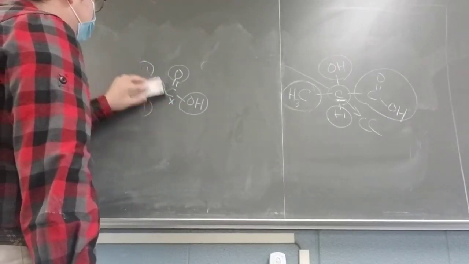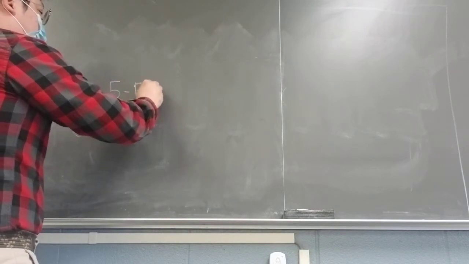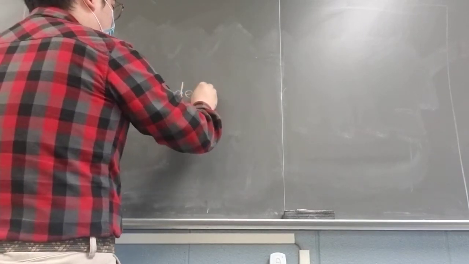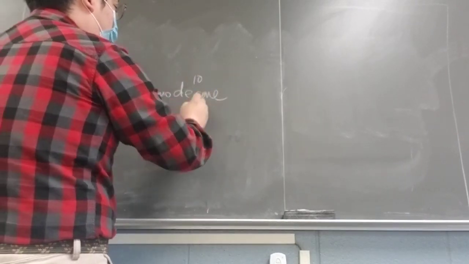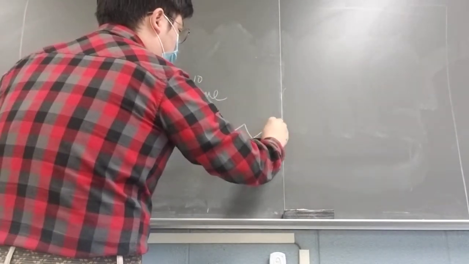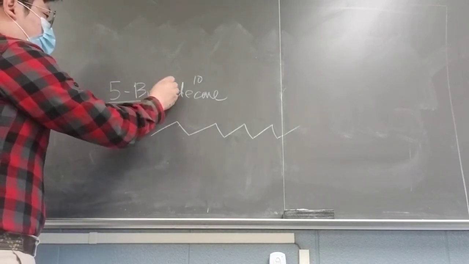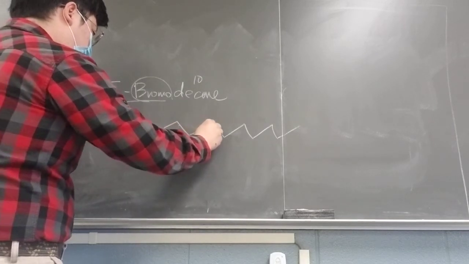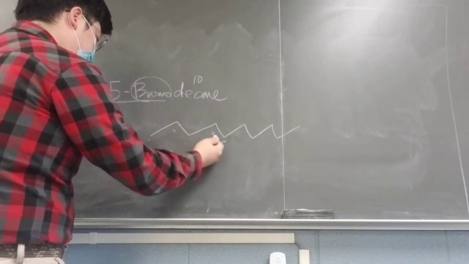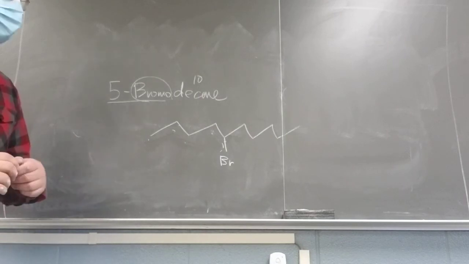So let's do one more. If you have a 5-bromodecane, so decane means 10, right? And you're going to put the 10 carbons. Okay, 10 carbons over there. And then the bromo group will be on the number 5 carbon. So let's try to do 1, 2, 5 over here. So I'm going to put it over here.